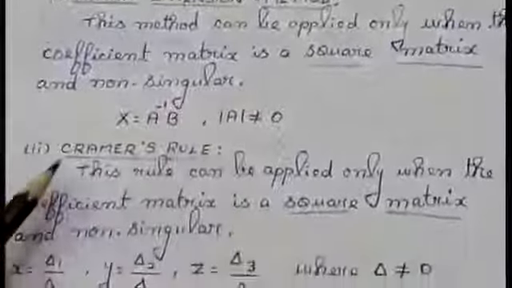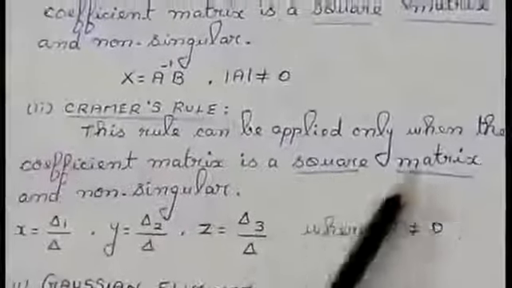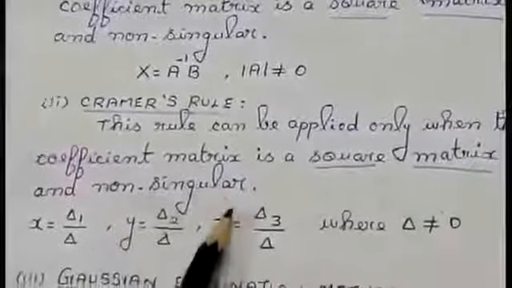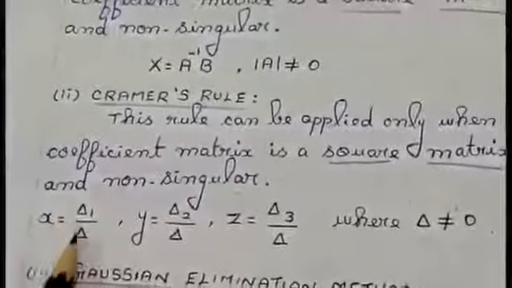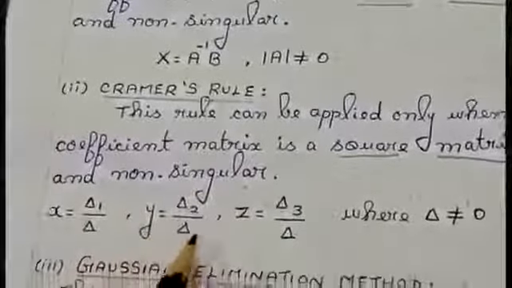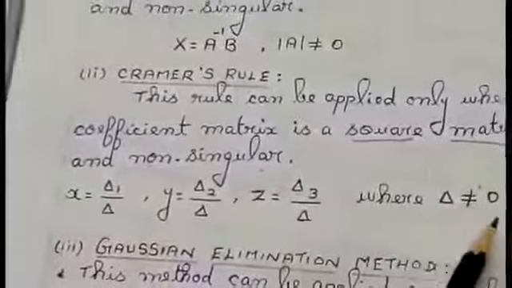Coming to Cramer's rule, this rule is also applied when the coefficient matrix is a square matrix and non-singular, and we find the solution in this way: x is equal to delta 1 by delta, y is delta 2 by delta, and z is delta 3 by delta, where delta is not equal to 0.